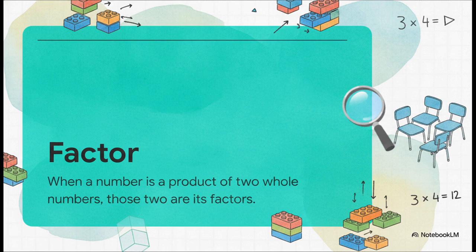distinct pieces. If you've got 12 chairs in a classroom and you arrange them into 3 rows of 4 chairs, the numbers 3 and 4 are the literal factors that build the number 12.